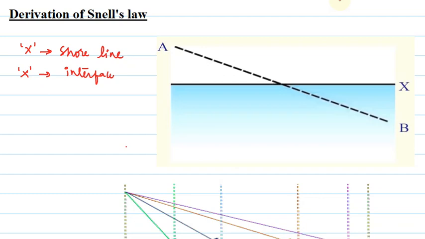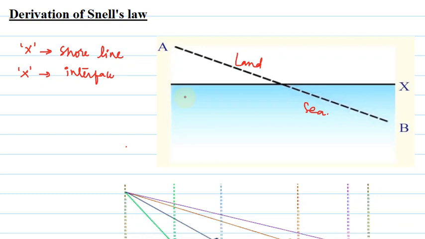Hello everyone. In this video, let us see the derivation of Snell's law. Consider the following analogy to derive it. Let us imagine that a person has fallen out of a boat and is in distress at point B as shown in the figure. The line marked through point X is the shoreline. It can also be called the interface, the boundary which is dividing the two media. Here one is land, the other one is sea.